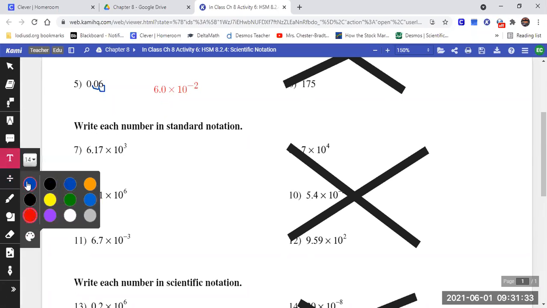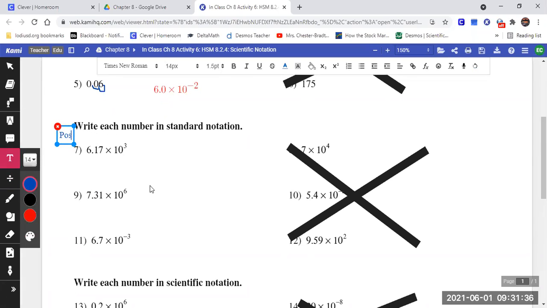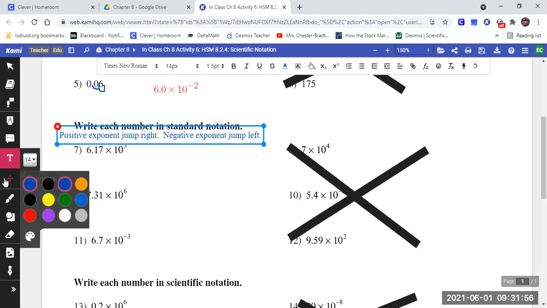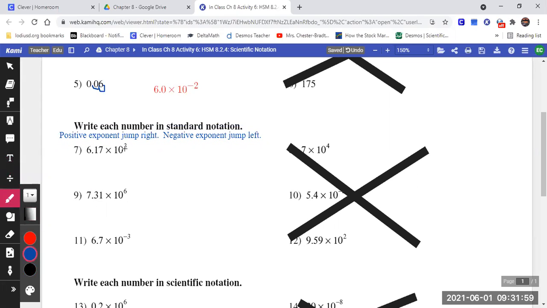So we're going to put a note in. Positive exponent, jump right. Negative exponent, jump left. Okay? So we're going to jump our decimal. In this case, it's a positive exponent, so we're jumping to the right, the number of the exponent, 3. So 1, 2, 3, and I do have to fill in the blank with our placeholder number.